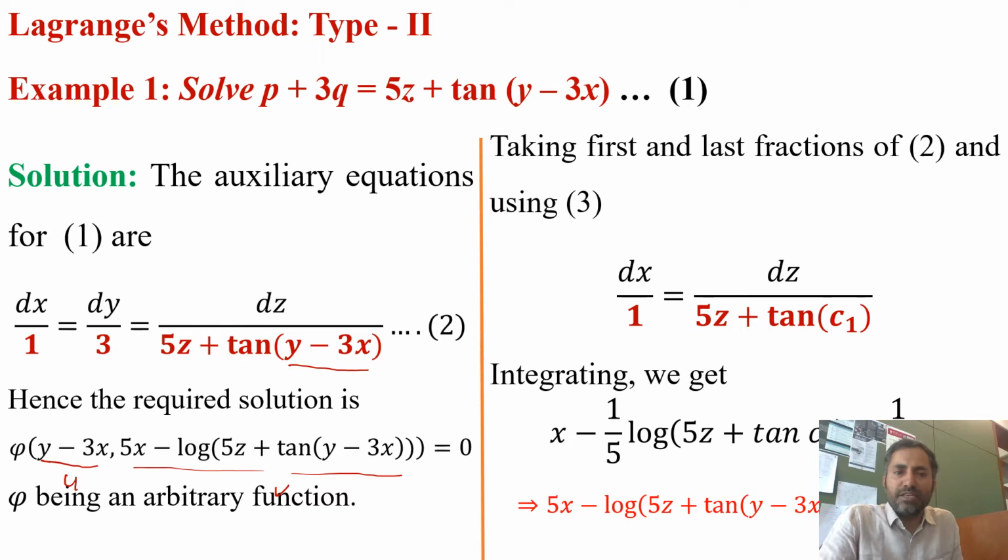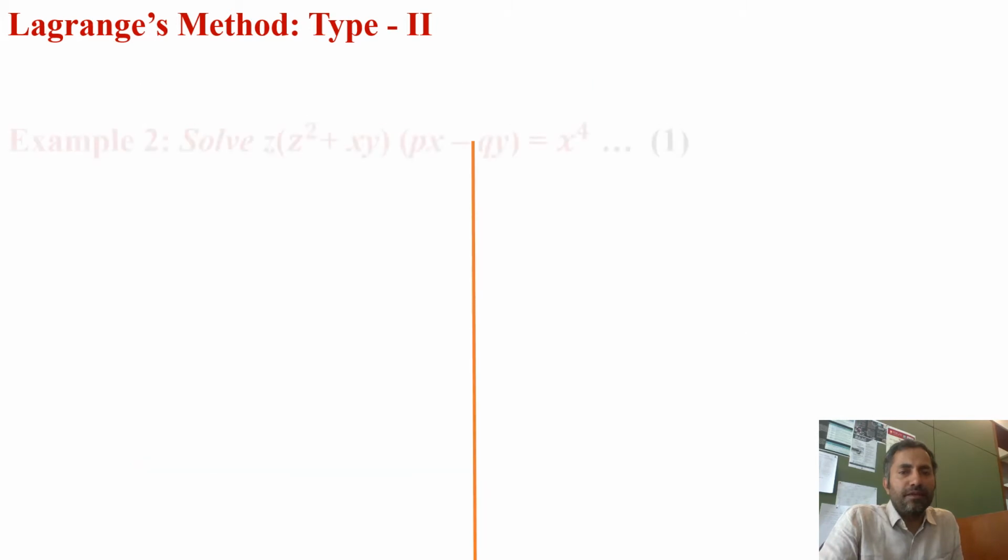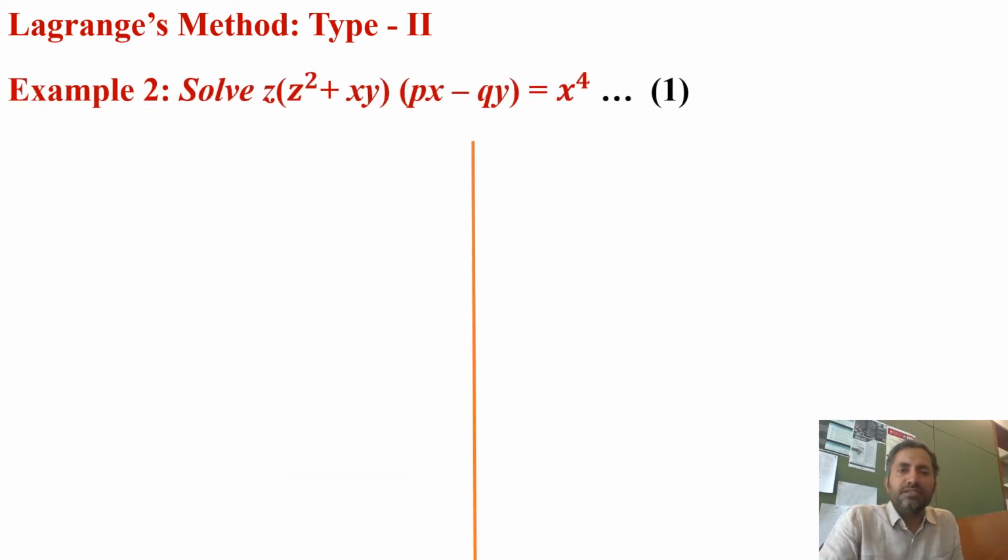So let's see a few more examples. It will make the application of the type 2 method clear to you. Our question is given here: z square plus xy, p x minus q y, is equal to x to the power 4.